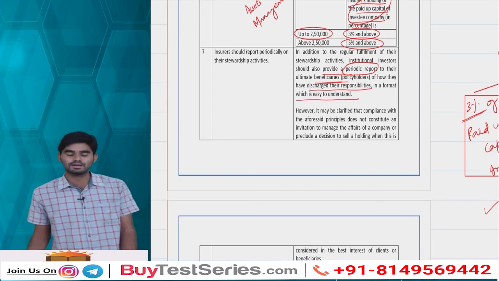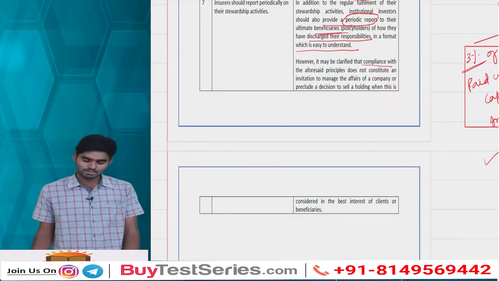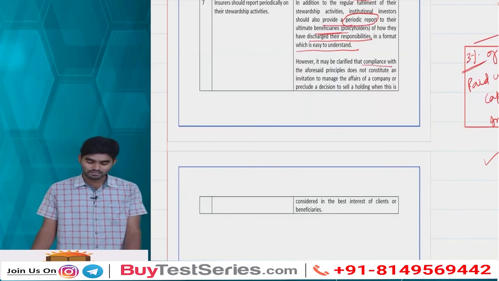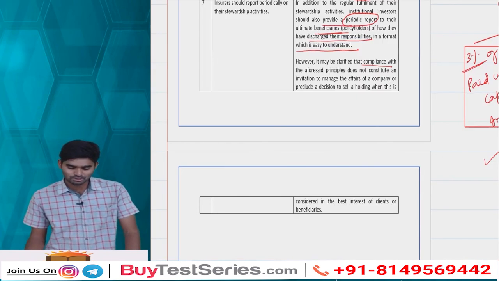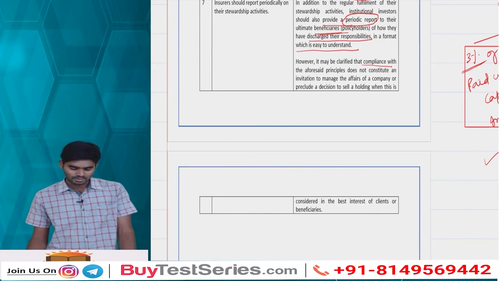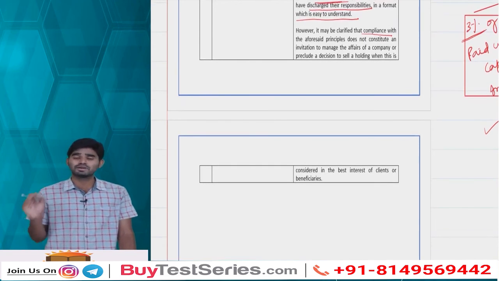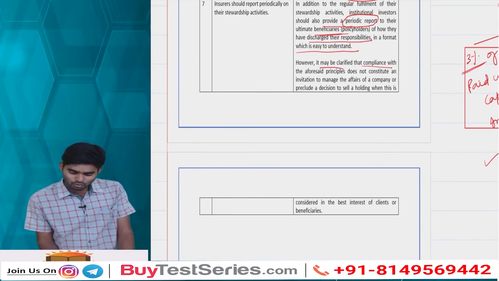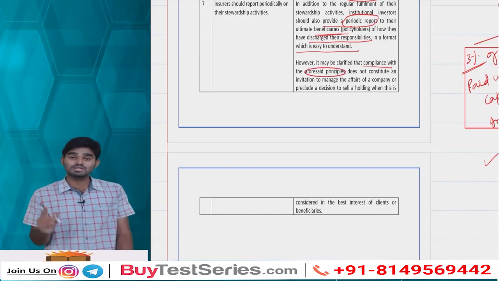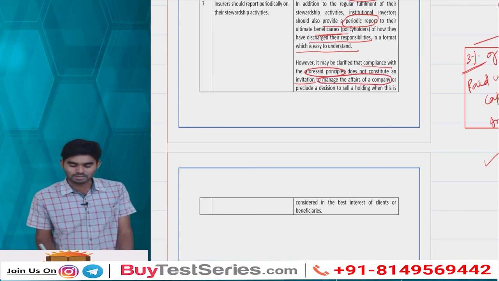easy to understand. However, it may be clarified that the compliance with the aforesaid principle does not constitute an invitation to manage the affairs of the company or preclude a decision to sell a holding when this is considered in the best interest of the clients or beneficiaries. Very, very important. Sir, please understand what he is talking about. It is clarified that compliance with the aforesaid principle does not constitute an invitation to what? Invitation to manage the affairs of the company.